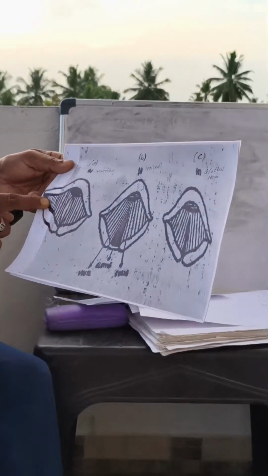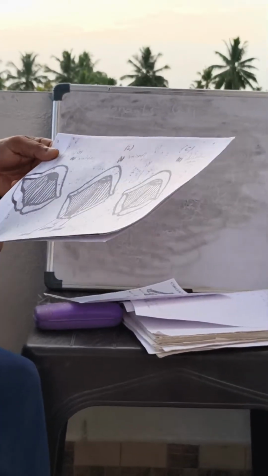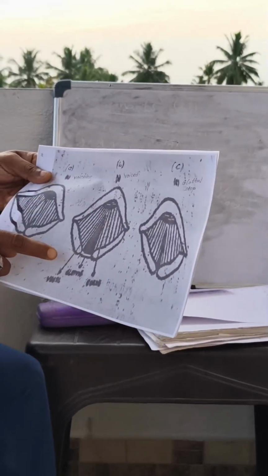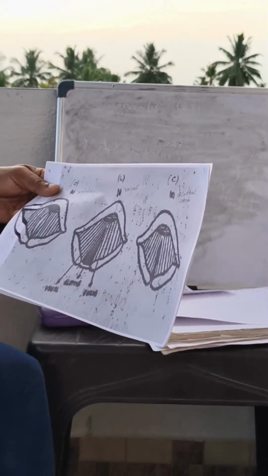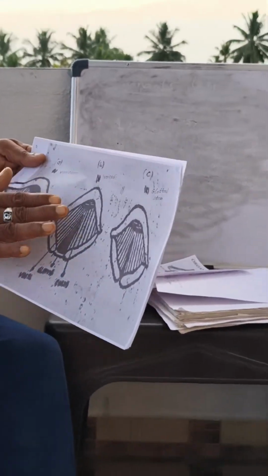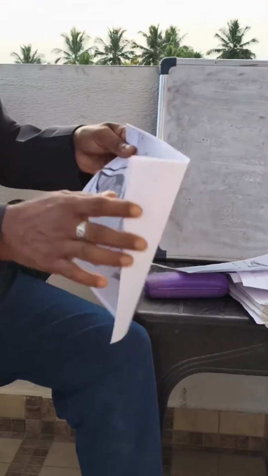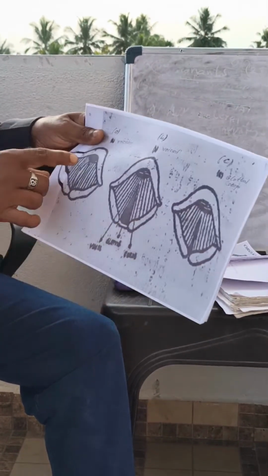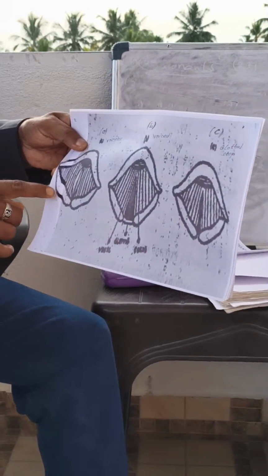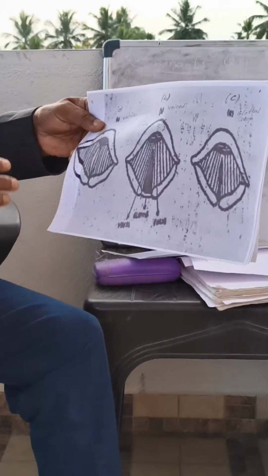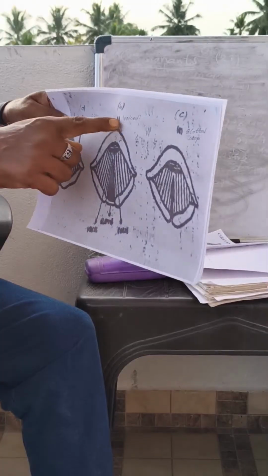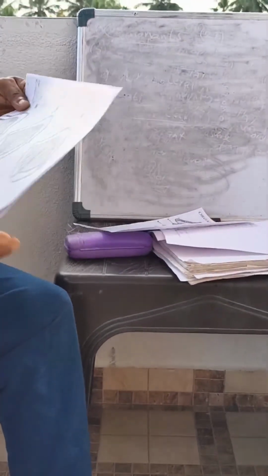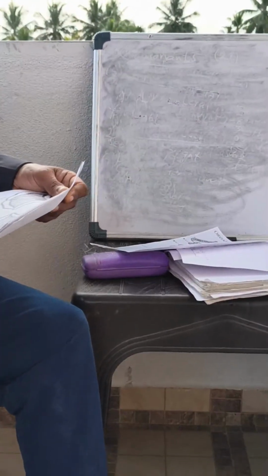A is voiceless, and B is voiced. I've already told you what is voiceless and what is voiced. This particular type of lip is voiceless, this is voiced, and this is glottal or stop. Again, I will tell you in detail.